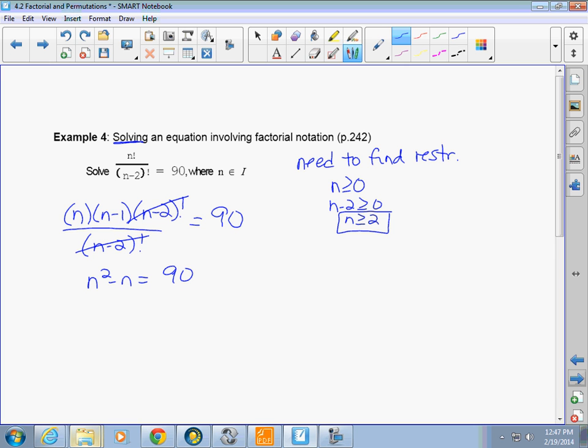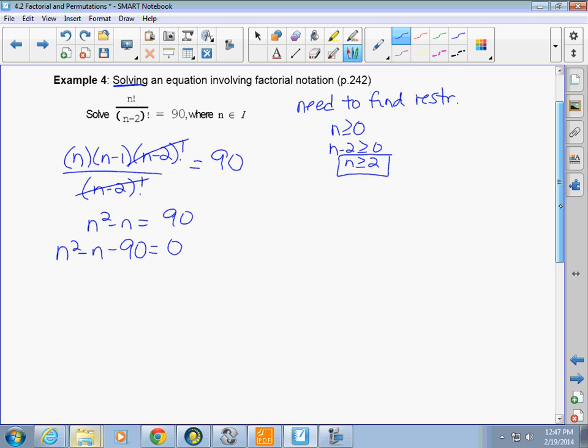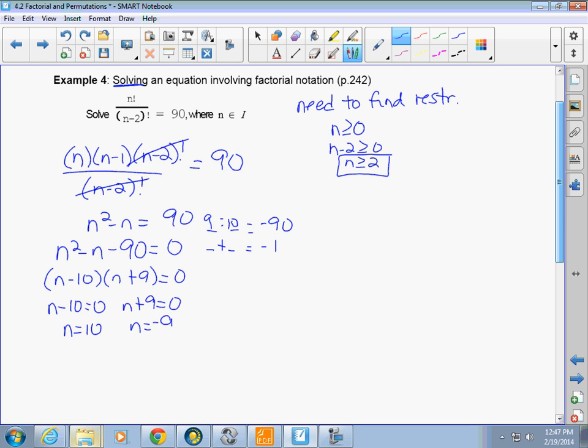So now to solve this, I bring everything over to one side and let my equation equal 0. So n squared minus n minus 90 is equal to 0. This is one of my solving types, so I have to figure out which kind it is: product and sum. I need something that multiplies to give negative 90 and adds to give negative 1. So 9 and 10 will work, with 10 being the negative. n minus 10, n plus 9 is equal to 0. So n minus 10 equals 0, n plus 9 equals 0. n equals 10, n is equal to negative 9.